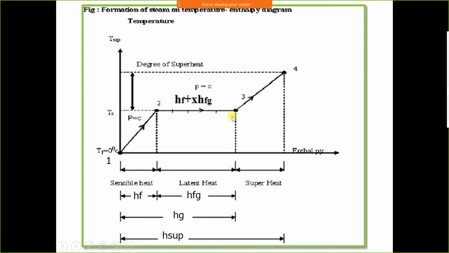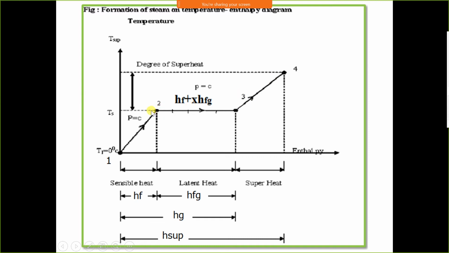At point 3, it is a saturated vapor. Now, once liquid is converted into saturated vapor, we can heat it further to raise the temperature. From point 3 onward, the temperature can be increased by adding sensible heat, and this condition above the saturated condition is called superheated steam.